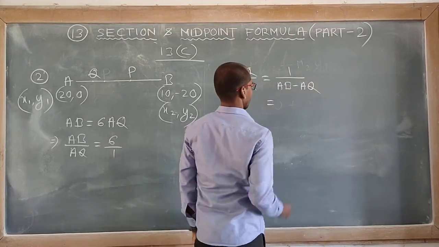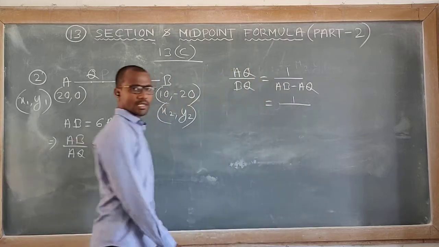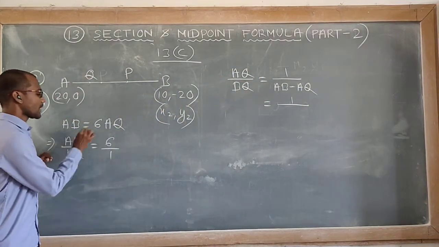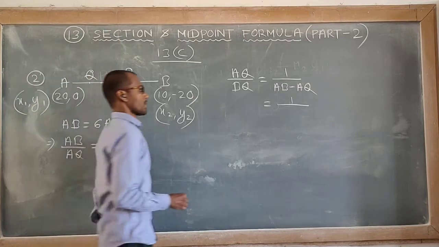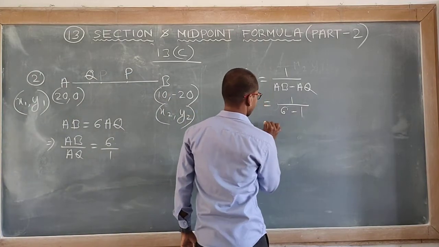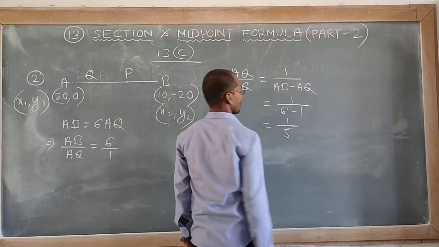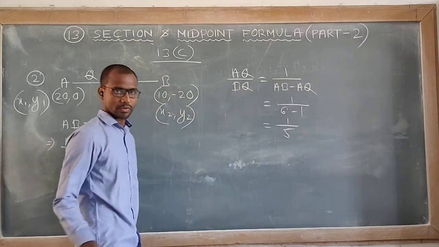AB minus AQ. Now what is AB minus AQ? AB can be assumed to be 6. AQ can be assumed to be 1. So 6 minus 1, which is 5. So the ratio is 1 by 5. This is our ratio which we found. Okay.